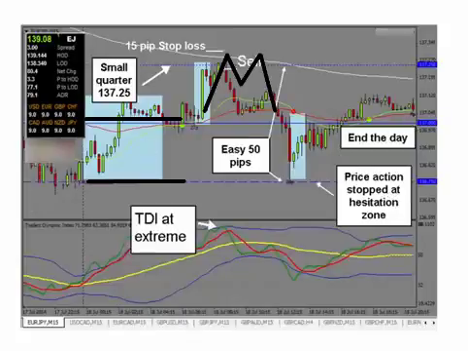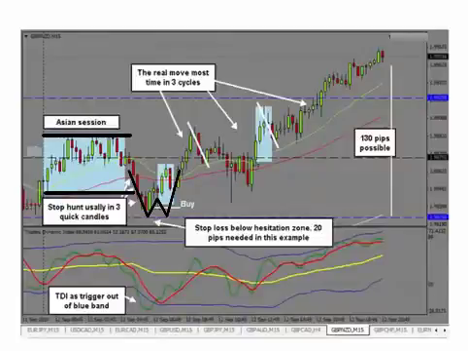Here's an example on the pound New Zealand. Here's the Asian accumulation session. Stop hunt out of the blue box, usually done with 3 quick candles. Held the level for between 30 to 60 minutes. Bounced right on a hesitation zone. Again, the trade trigger was the TDI is out of the blue band.